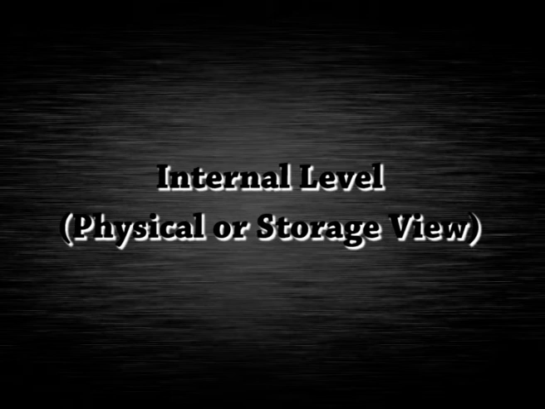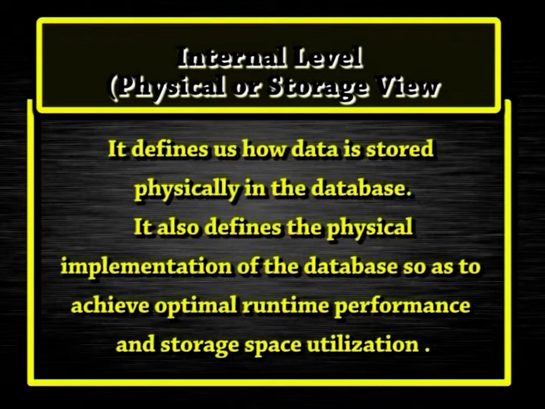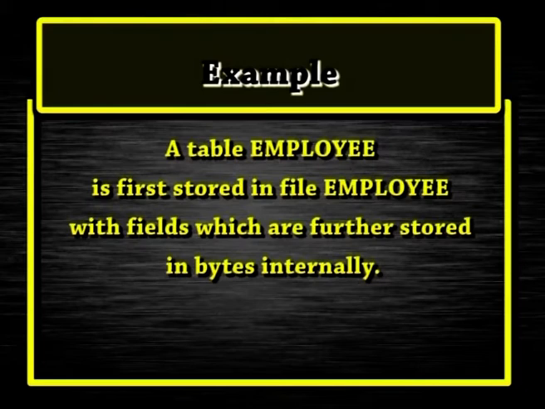Internal level, or physical or storage view, we can say, is the lowest level of the three-level architecture. The internal view is the view of the actual physical storage of data. It defines how data is stored physically in the database. It also defines the physical implementation of the database so as to achieve optimal runtime performance and storage space utilization, which is required for an efficient database. It also defines access paths of the database. For example, a table employee is first stored in the file employee with fields which are further stored in bytes internally.